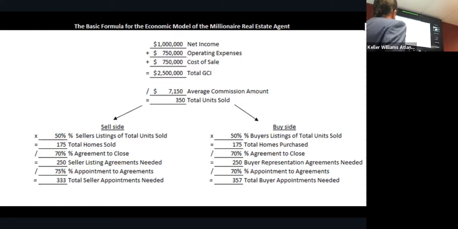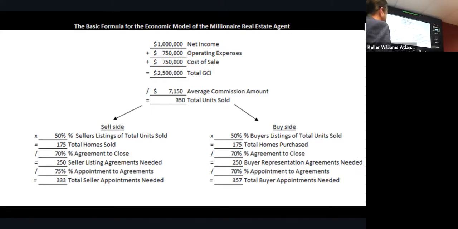Did everybody see the 70% agreement to close? That's basically saying that 70% of your contracts are going to close. I don't know if they're making a fallout ratio. I usually figure about 20% fallout ratio. If we have 10 under contract, that could be 90%. Well, in this market, the last year and a half, it seems like you have to sell every listing twice. And then they have 75% appointment to agreements.